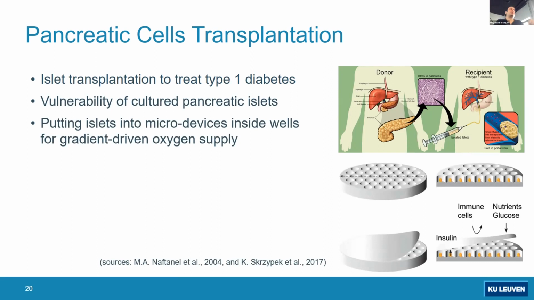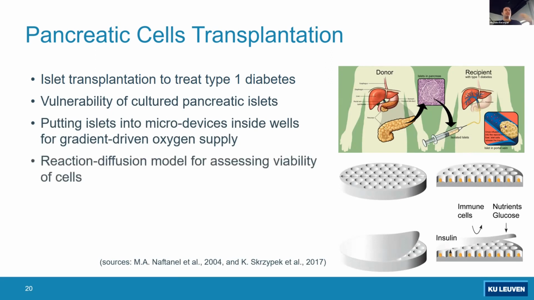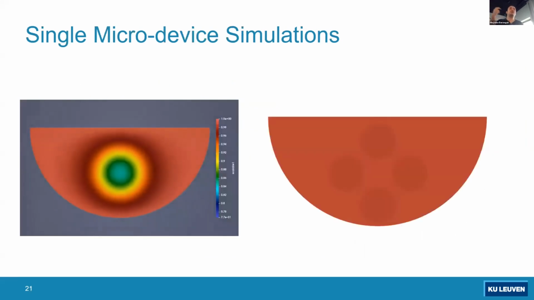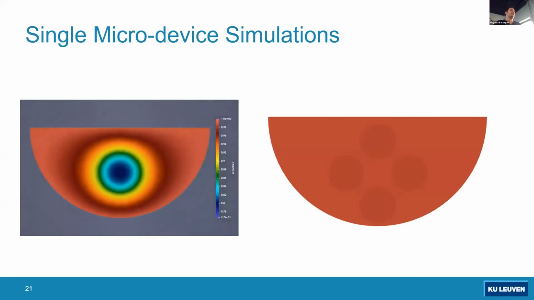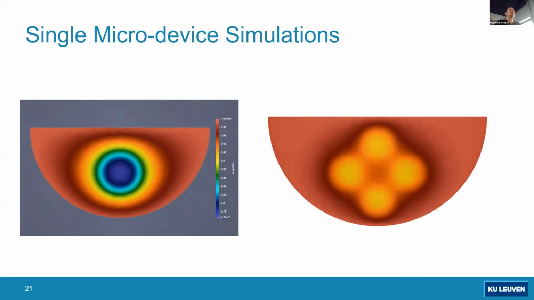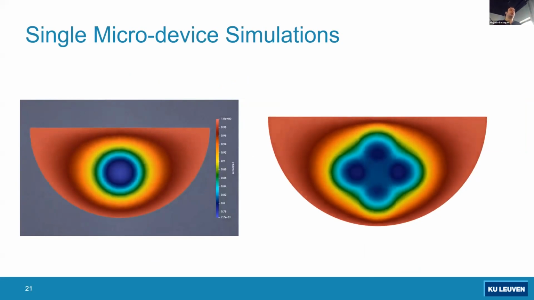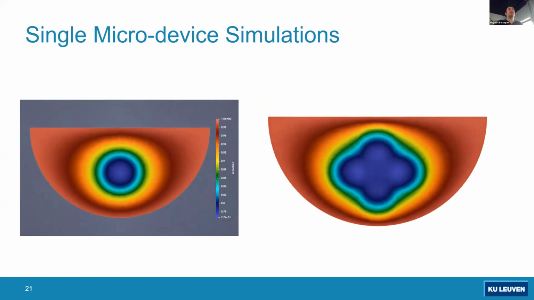But we also wanted to investigate the cell viability in a computational model implemented in FreeFEM. That's actually a reaction-diffusion model. You can see the results for a single islet, a group of cells inside a micro device, and also a couple of them, in this case four. And then we had different parameters employed in the model to see the most efficient, also from a cost perspective, to get the most optimized versions.